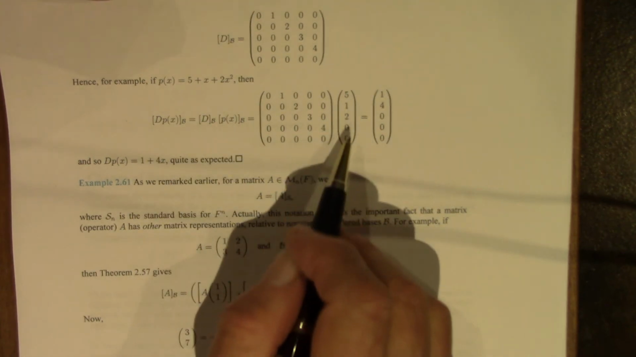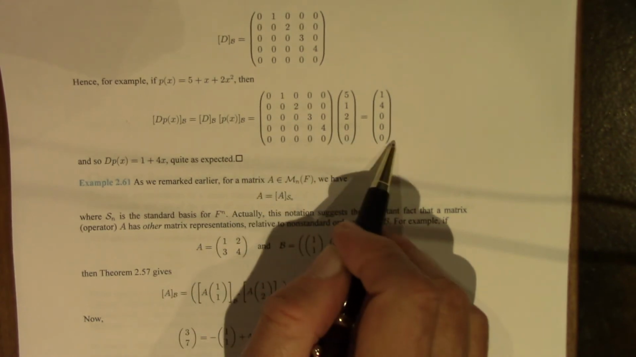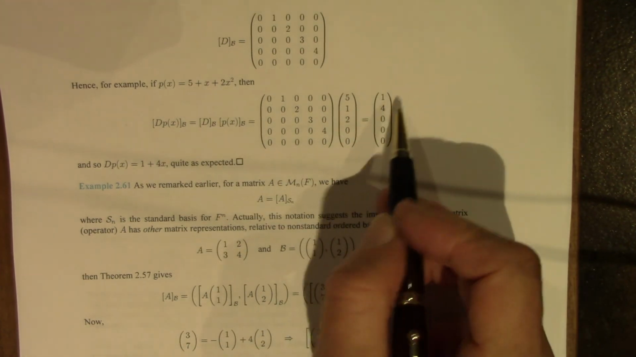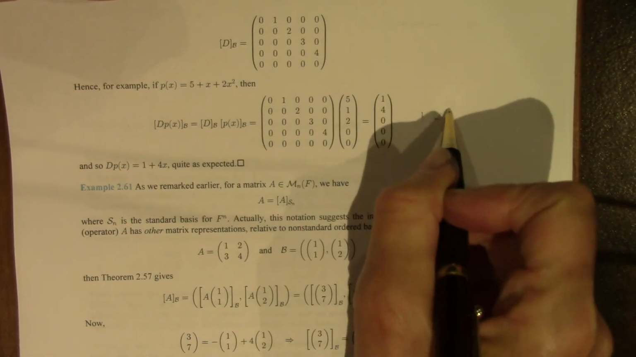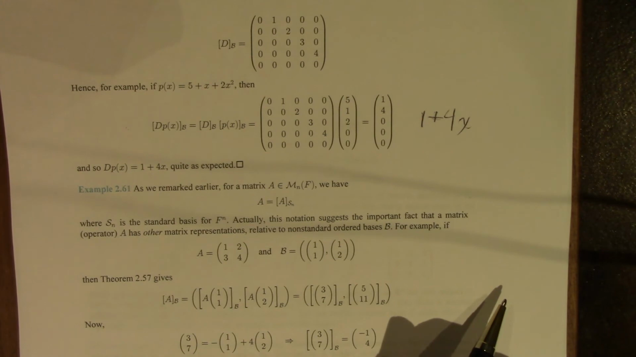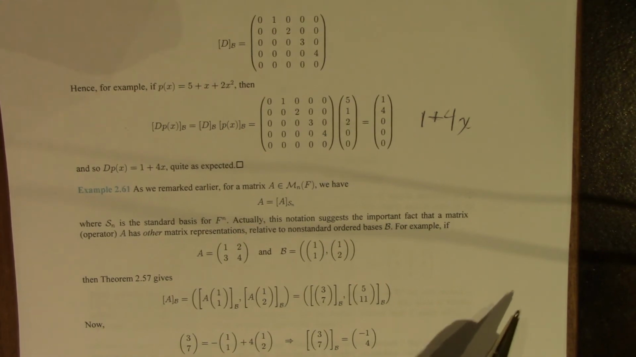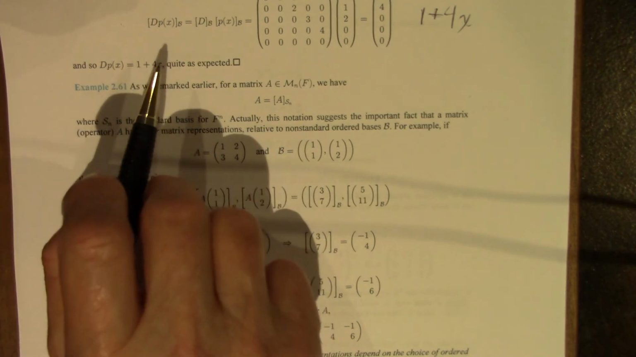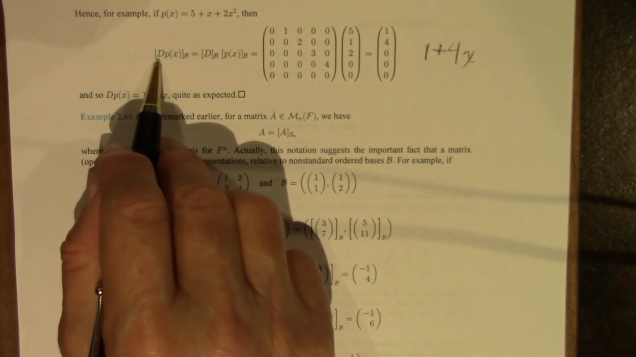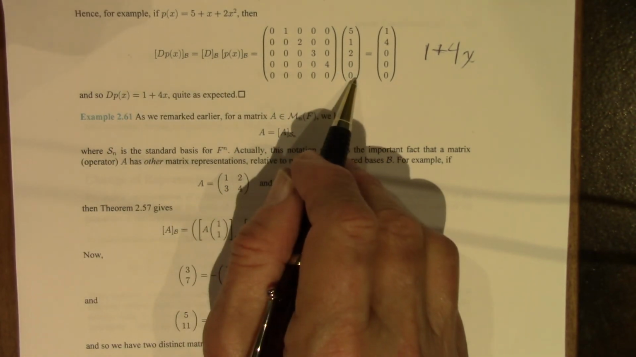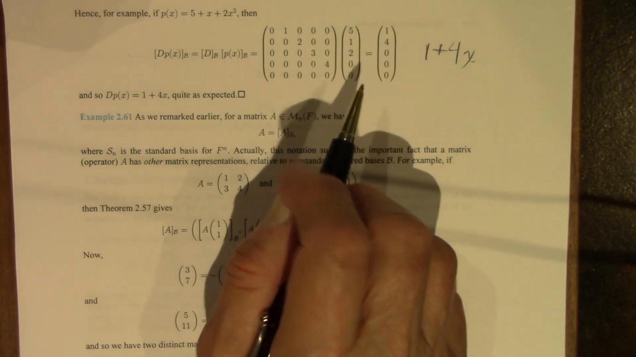5, 1, 2, 0, 0. Take this matrix product, you get this, and there's your 1 and your 4. So this is the coordinate matrix of this polynomial, 1 plus 4x. So what we have done here is we have reduced application of an operator to multiplication by a matrix. That's the whole point of this.